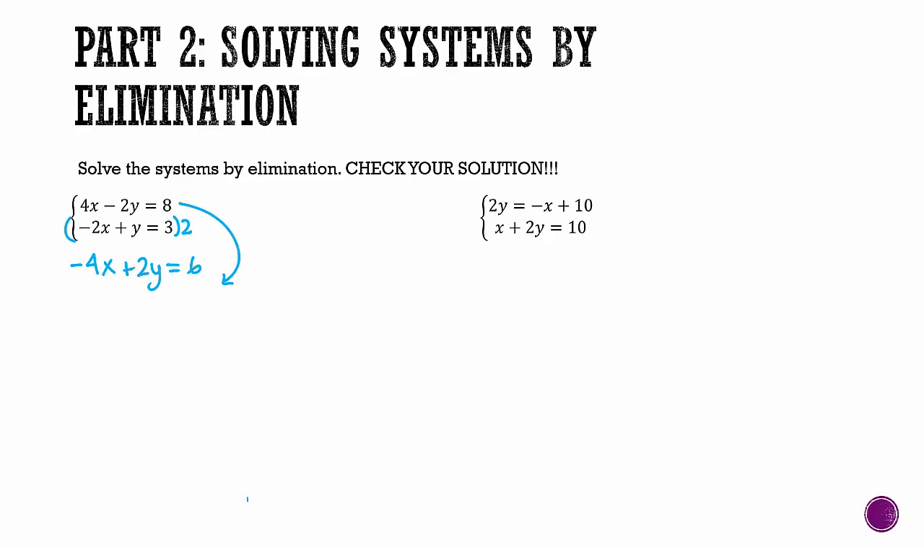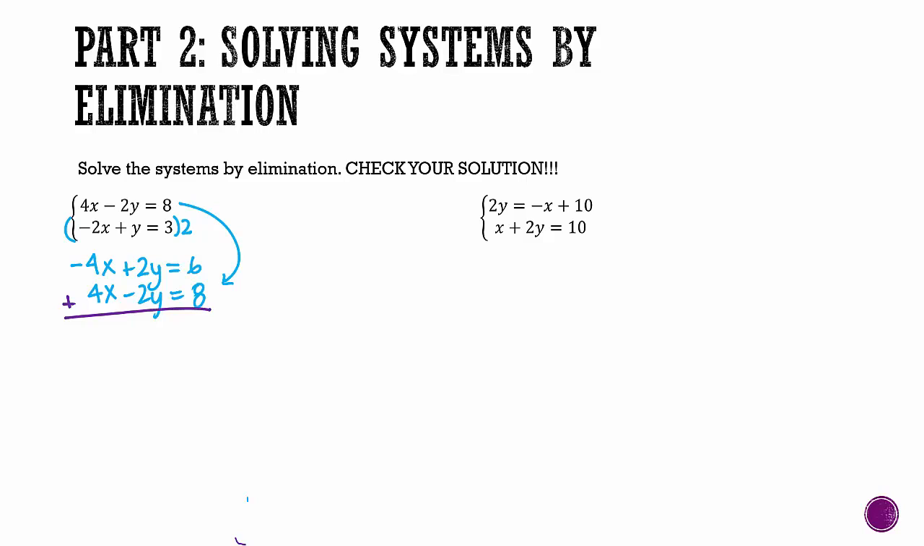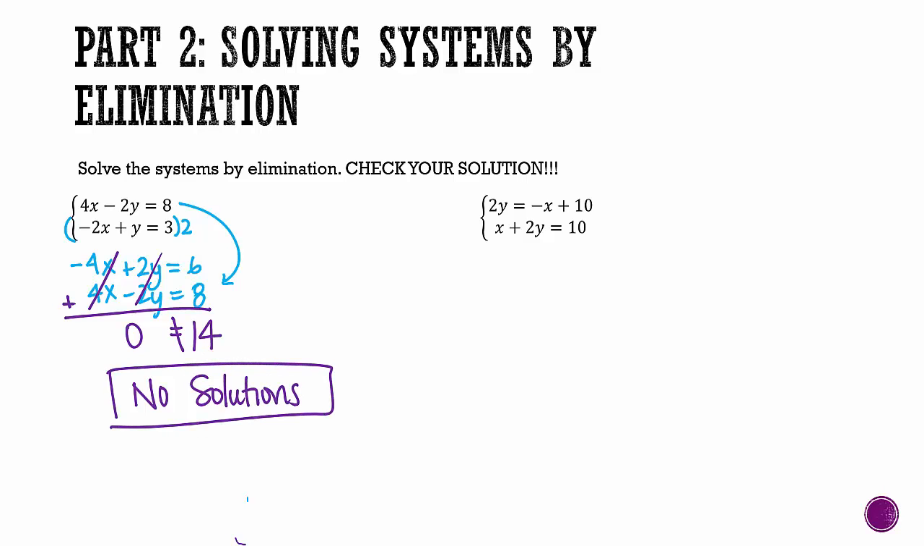I'm just going to bring this one on down. Oops, this was positive 4x minus 2y equals 8. Now, if I go and I add these up, something crazy happens. My x's cross off and my y's cross off, so I end up with 0 on that side. My equal sign is right here, and 6 plus 8 is 14. And then just like with substitution, you have to ask yourself, is this a true statement? Yes or no? 0 does not equal 14, so that means this would have no solutions. And if I went to graph this, it's because they would be two parallel lines.